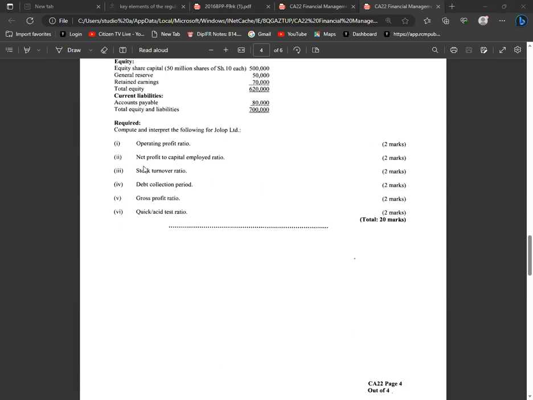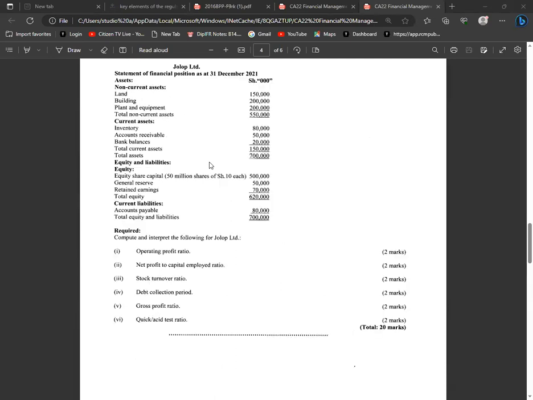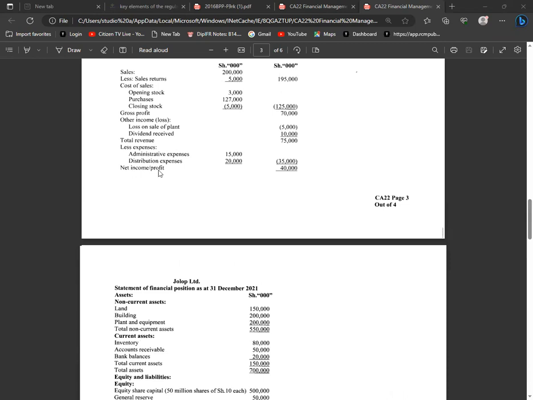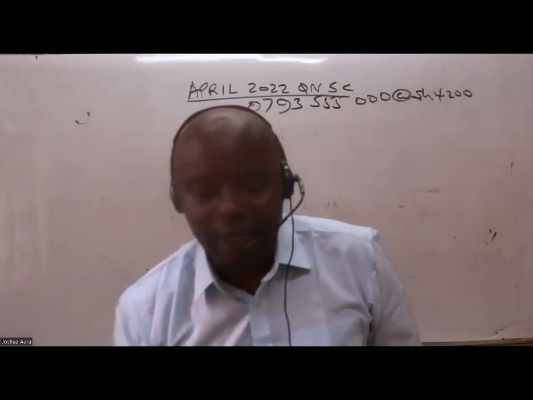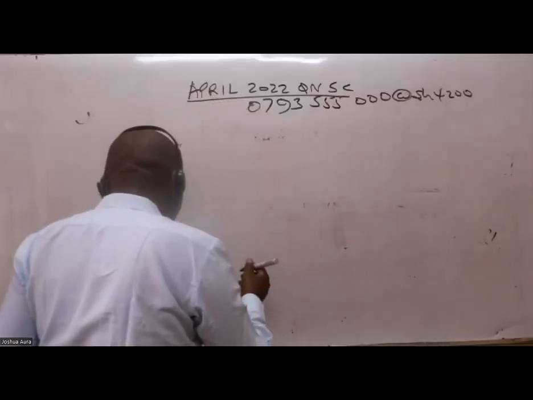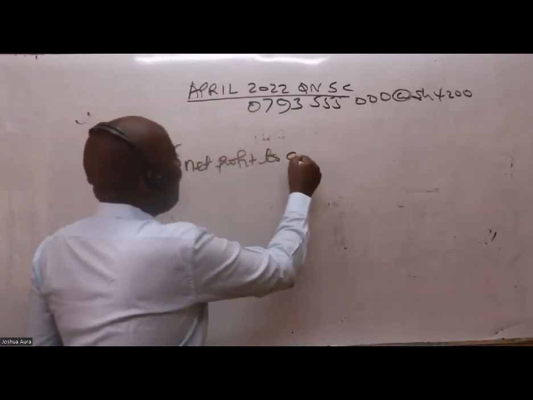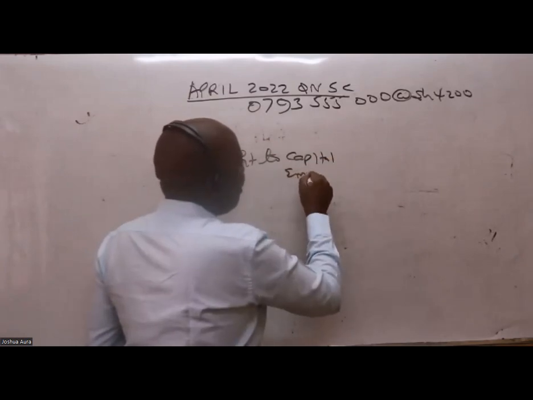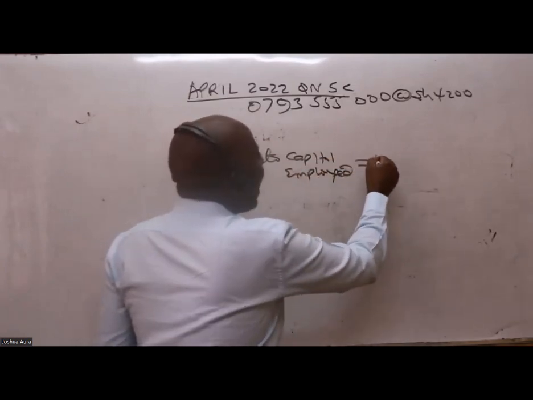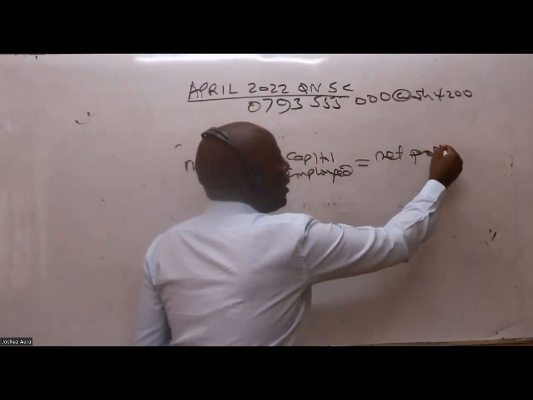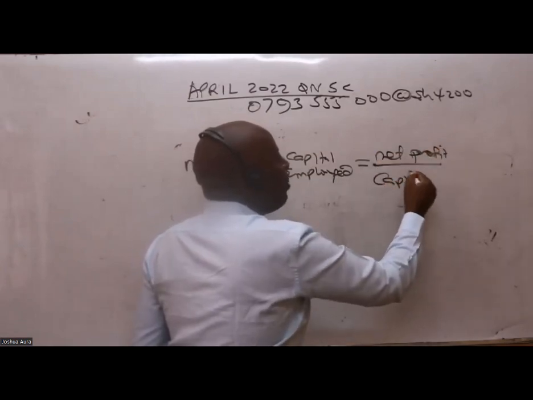Now the second one, they want me to give them net profit to capital employed. At least net profit, I know where it is. Net profit is this one here, 40,000. But now many students will not be able to get the capital employed. So in this case, we have net profit to capital employed ratio. So here I will take the net profit over capital employed.